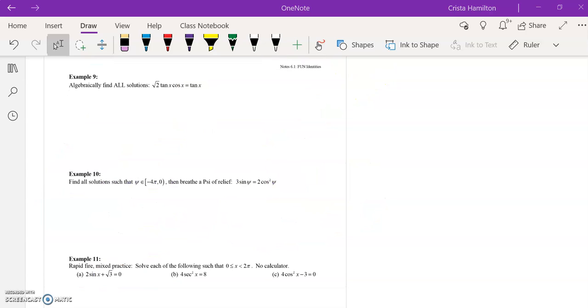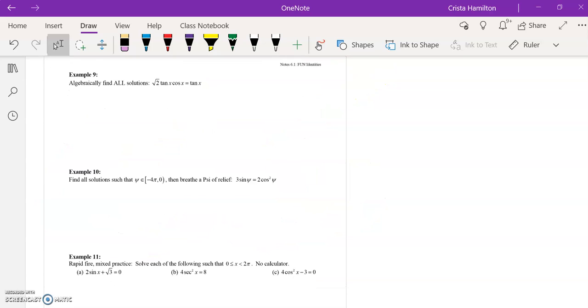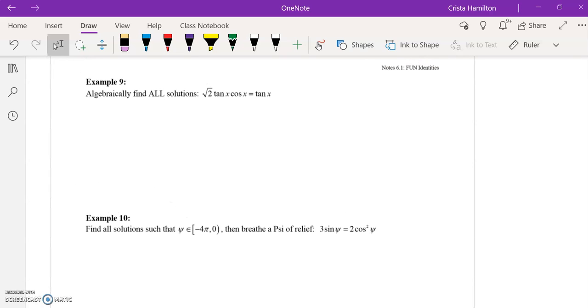All right, so now let's take a look at example 9 and example 10. Just a little bit different. You may have seen this in the other videos that I've asked you to watch, this idea of get 0 on one side. Really going to stress that. Get 0 on one side. So the first thing I do, I'm going to move everything over. I'm not even going to do any substitutions here. I'm just going to get it over on one side.